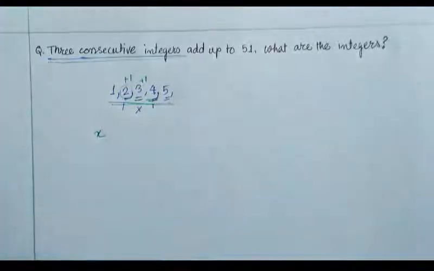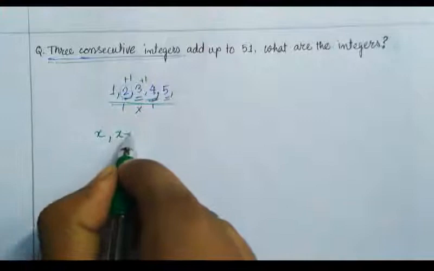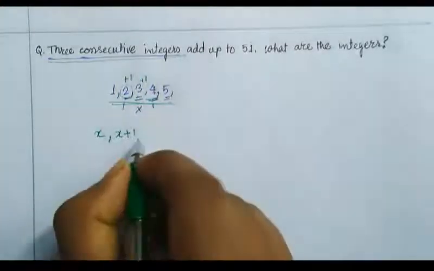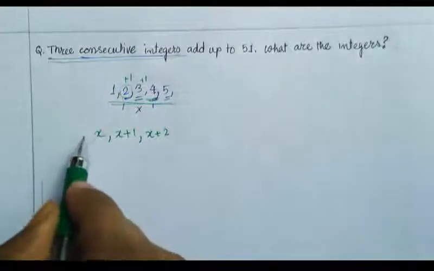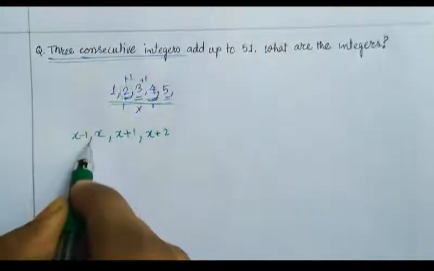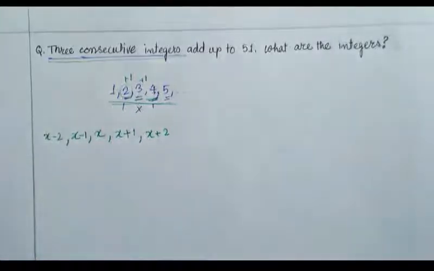Therefore algebraically we can say that if x is an integer, the next integer that comes is x plus 1. The next integer that comes is x plus 2. Similarly, the integer before x is x minus 1. The one before that is x minus 2. Now we have got the idea of expressing three consecutive integers algebraically.